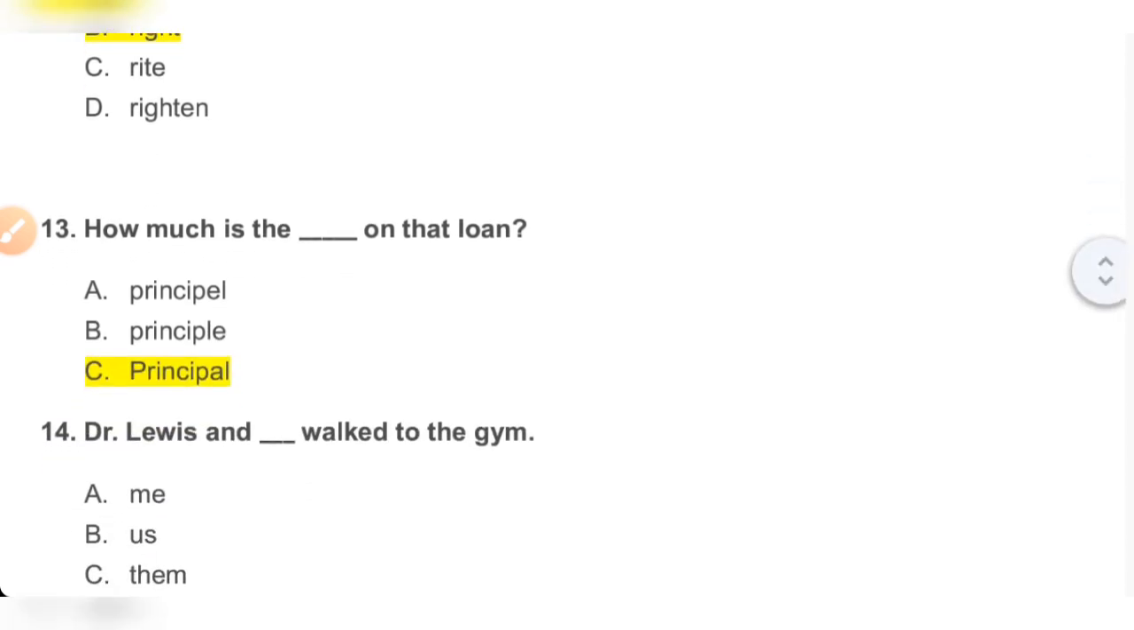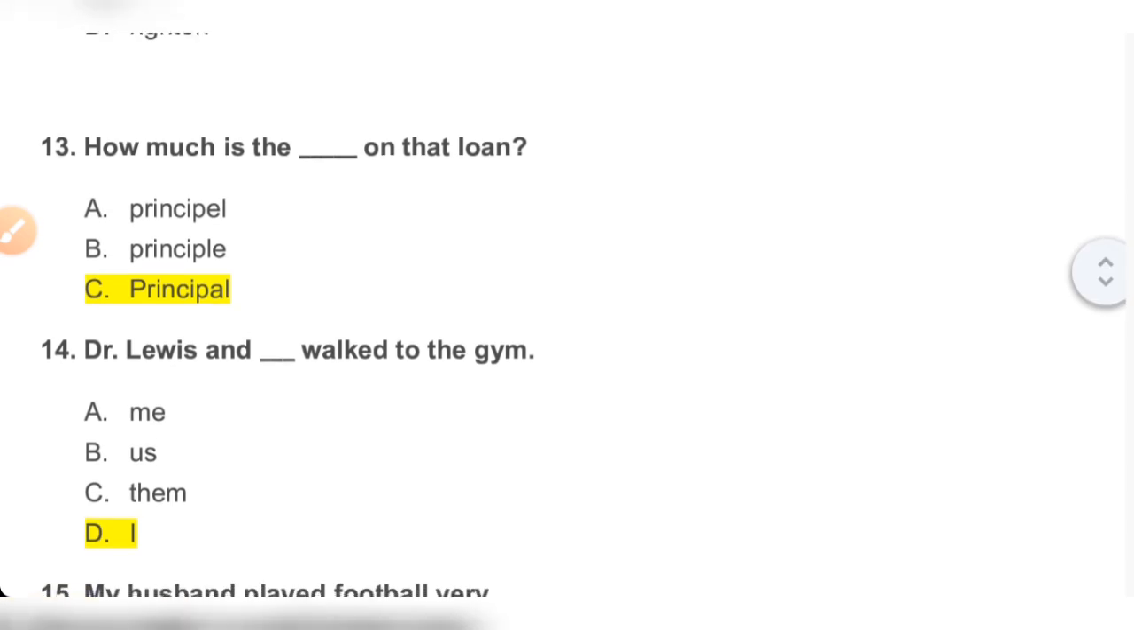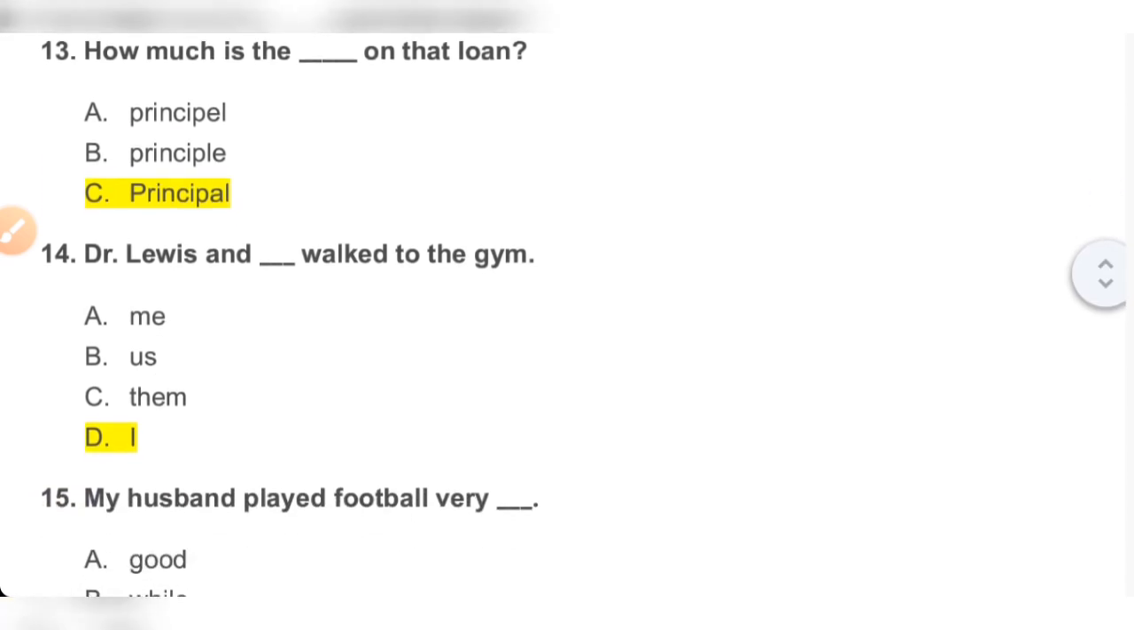13th question is: how much is the dash on that loan? There are three options and option C is the correct option. Question number 14: after dash leave and walk to the gym.